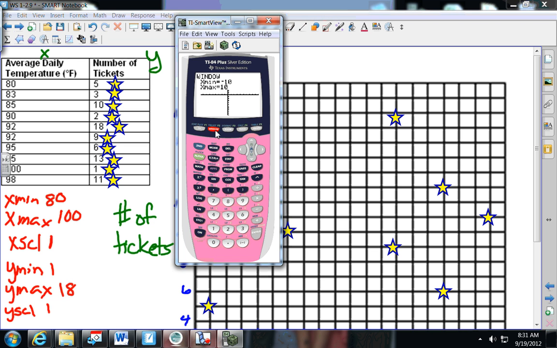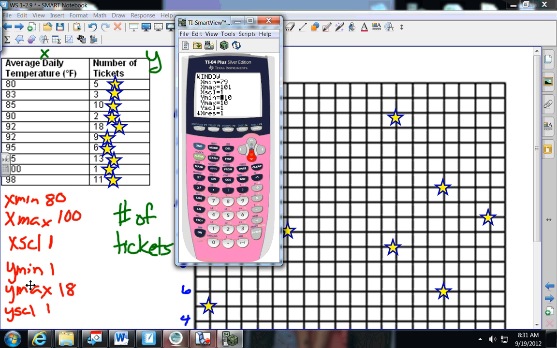We need to change our window. X minimum, I have it as 80. That's the smallest one we have here. Well, let's make a number that's smaller than 80. Let's go with 70 or 79. It doesn't matter. X maximum, it went up to 100. I'm going to go up to 101. X scale is 1.